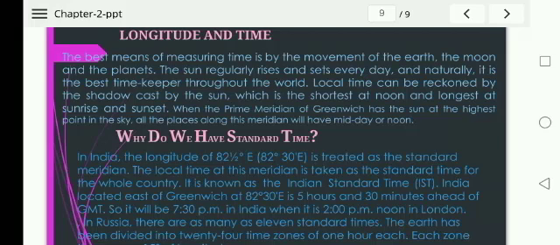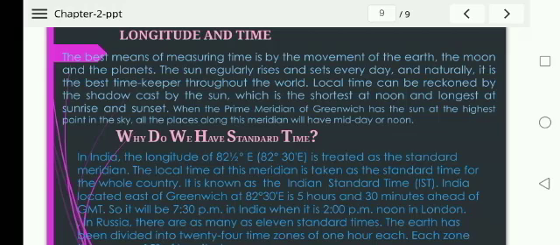And why do we have the standard time? Actually, in India, the longitude of 82.5 degrees east, meaning 82 degrees 30 minutes east, is treated as the standard meridian. The local time at this meridian is taken as the standard time for the whole country. It is known as the Indian Standard Time, that is IST. India, located east of Greenwich at 82 degrees 30 minutes east, is 5 hours and 30 minutes ahead of GMT. And so it will be 7:30 p.m. in India when it is 2 p.m.